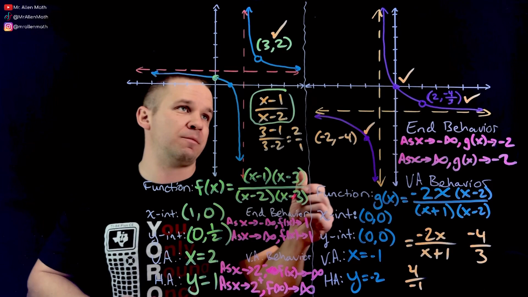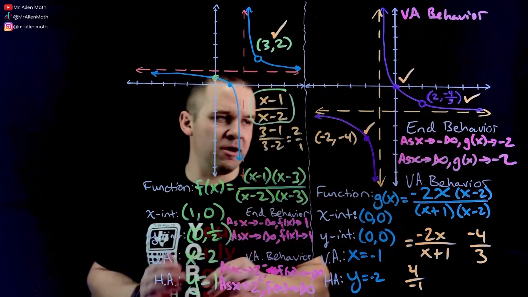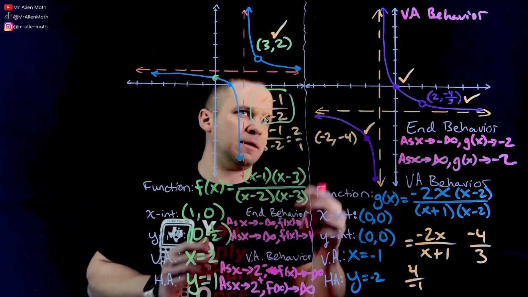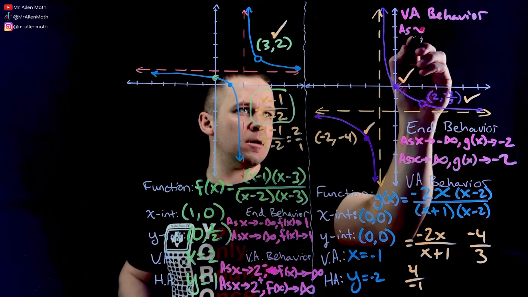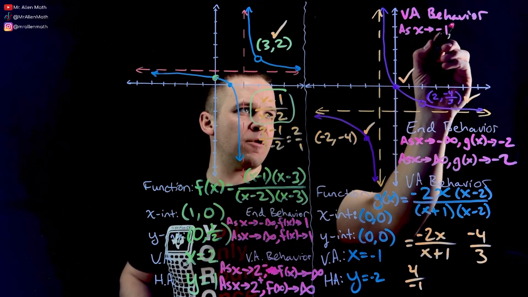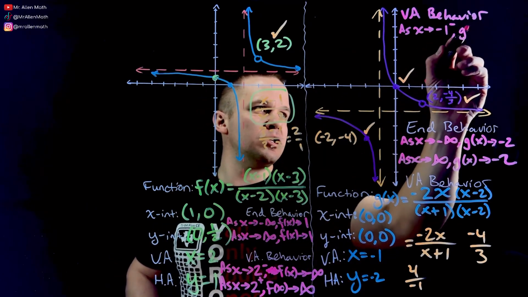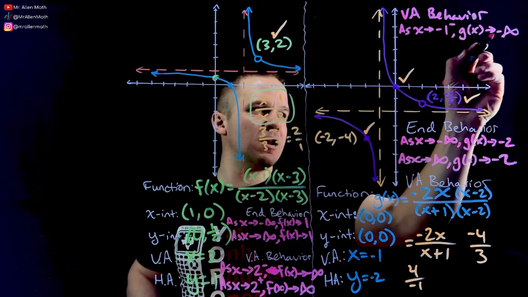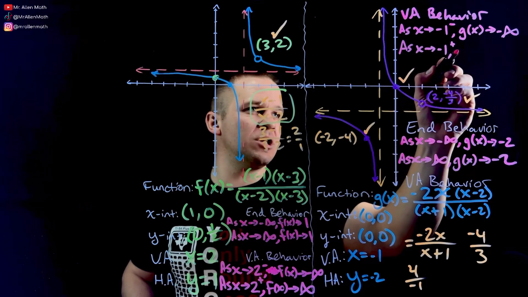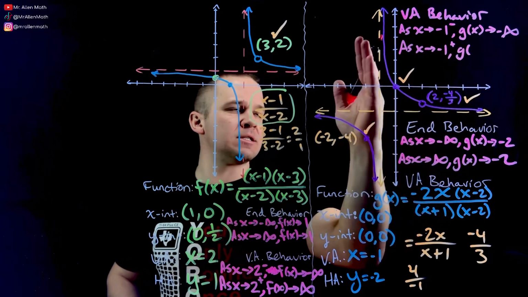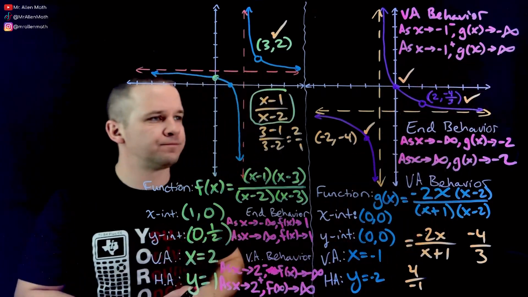Last thing, vertical asymptote behavior. Let's see here. We've got ourselves, right here, x equals negative 1. So as x approaches negative 1 from the left, so a little negative up there, as we come from this side, it's going down. g of x approaches negative infinity. And as x approaches negative 1 from the right, what's g of x doing? Well, as we come from the right-hand side here, whoop, we're shooting up to positive infinity. There we go.